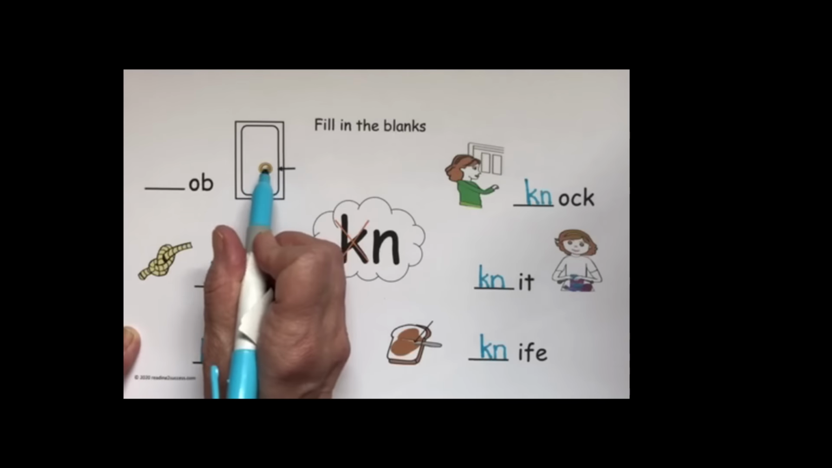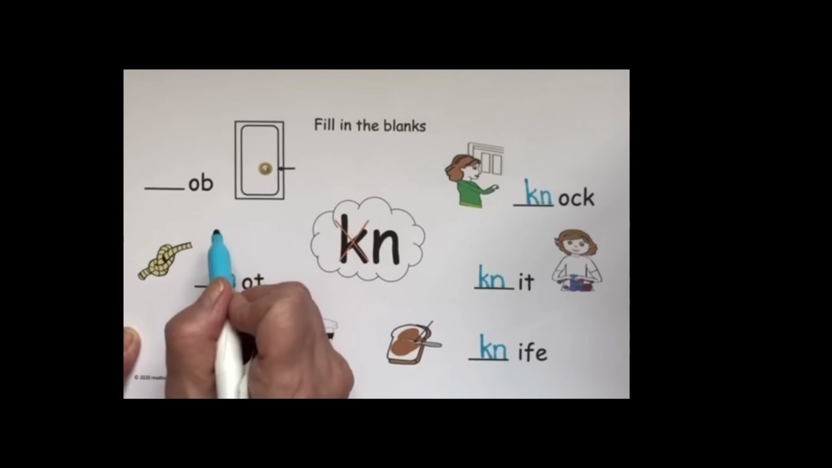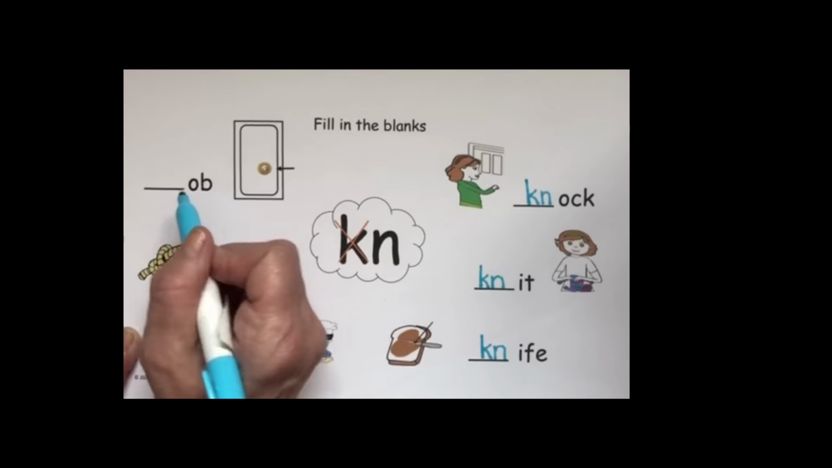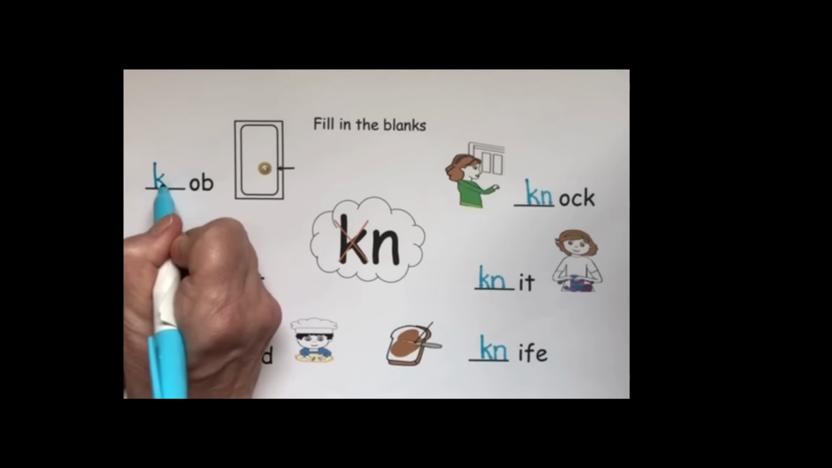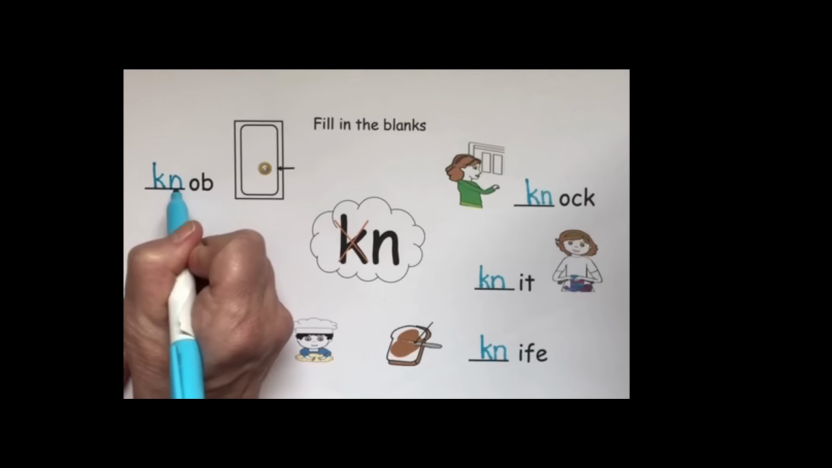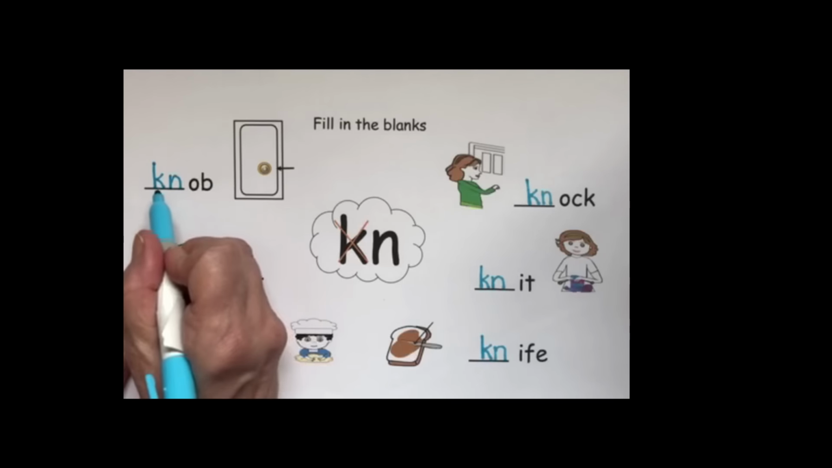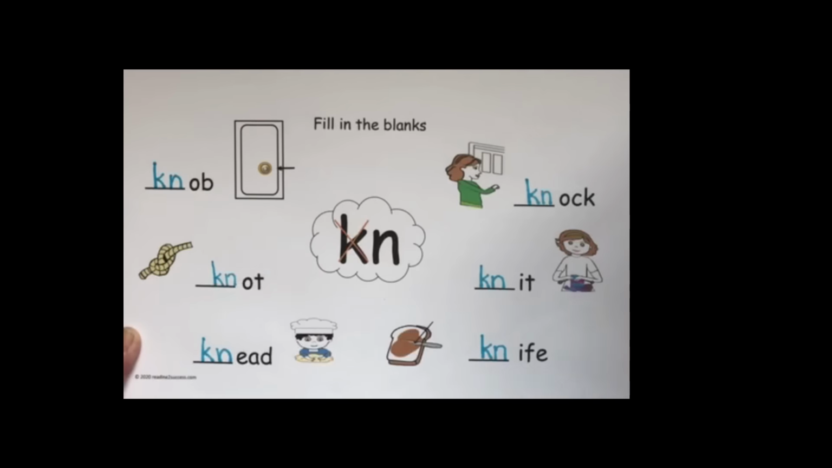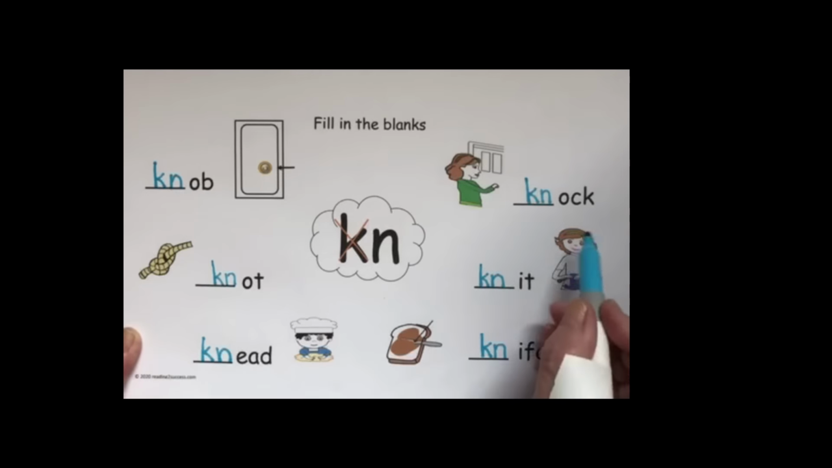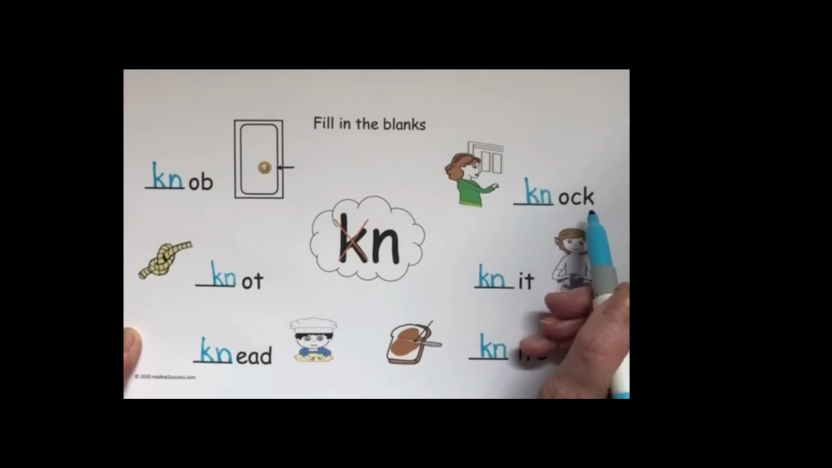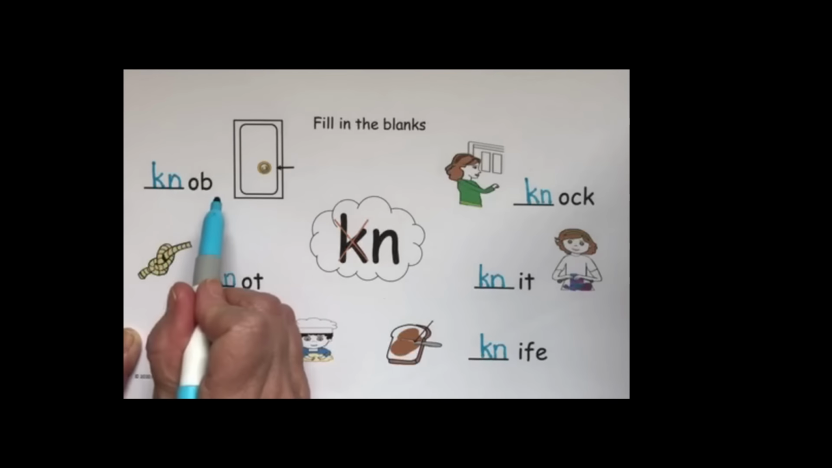And this is a knob on a door to open it. This is ob. We put K, N, it makes the N because K is silent, knob. And those are some words that start with K-N. The K is silent, so the beginning sound is N, as in knock, knit, knife, need, knot, and knob.